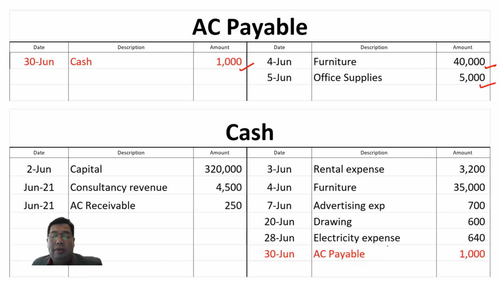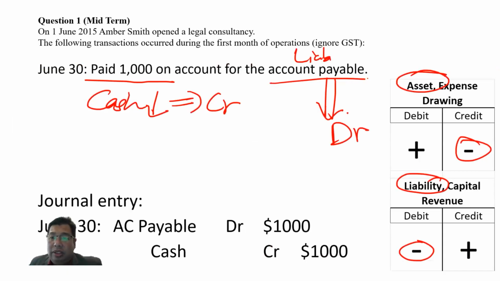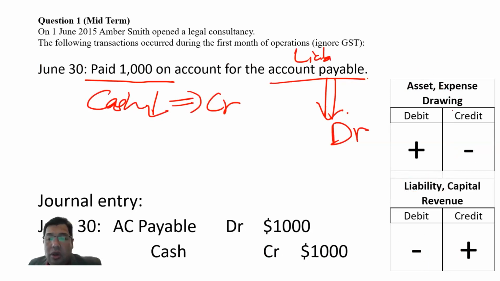Okay, that's it. So we have completed all the transactions. Hopefully you know how it works. You have to go back to this formula. This is a very critical formula. So I want you to always have this formula with you. It helps you to answer these questions to determine whether it's going to be debit or credit.